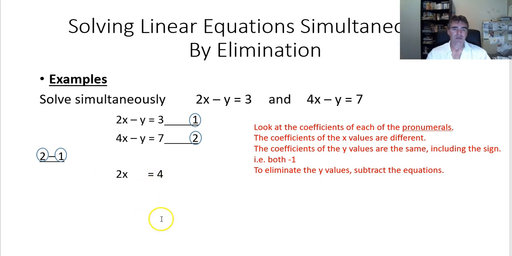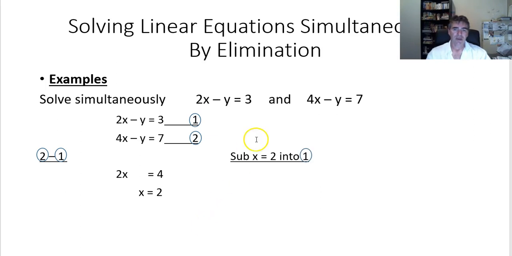So divide each of those by 2, and we get x equals 2. But we haven't finished yet because all we've done is found the x value that these two linear functions have in common. So what we now need to do is find the y value that they've got in common. To do that, we're going to sub this x value, x equals 2, into one of these equations. Does it matter which one?